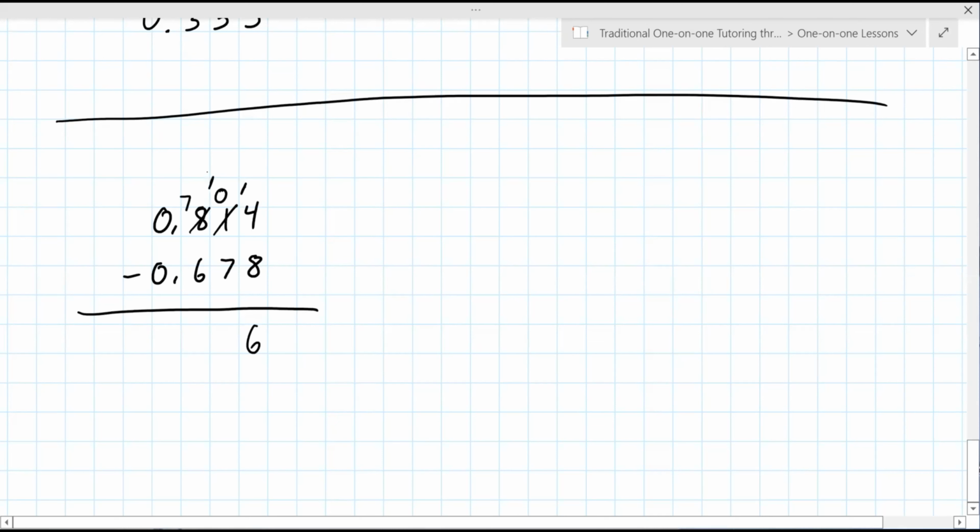So it's now 10 minus 7. What is 10 minus 7? 3. Okay, and then 7 minus 6? 1. There you go. There's your final answer.